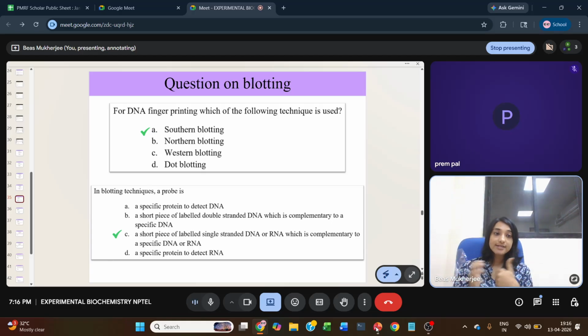Then there is paternity testing, so whether a particular person is the father of another person or not. So paternity testing, that is done, right? So DNA fingerprinting, then which technique do you think it uses? Southern blotting, northern blotting, western blotting and dot blotting.